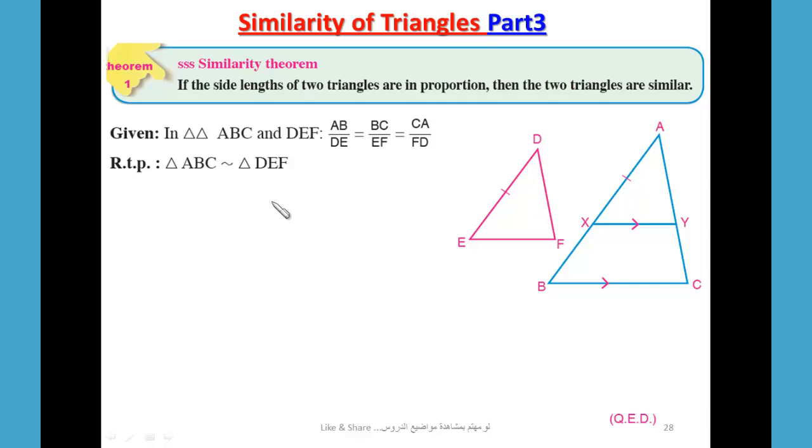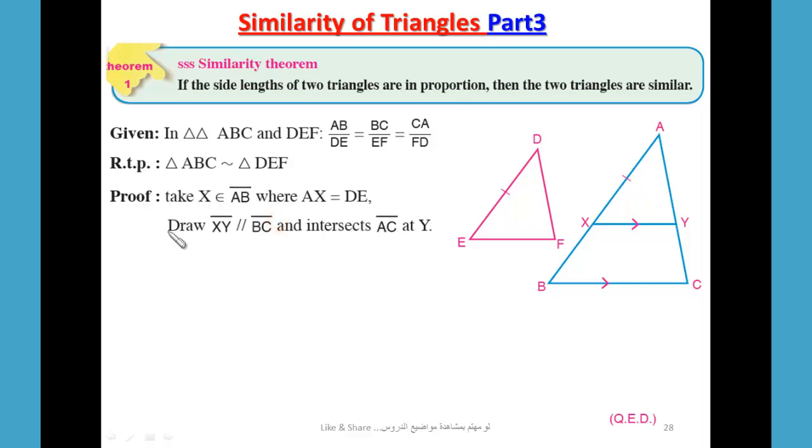If we can prove that the two triangles DEF and AXY are congruent, and we have the triangles AXY and ABC are similar already because XY is parallel to BC, then we can say that triangle DEF is similar to triangle ABC. So the first step is to prove that triangle DEF is congruent to triangle AXY.